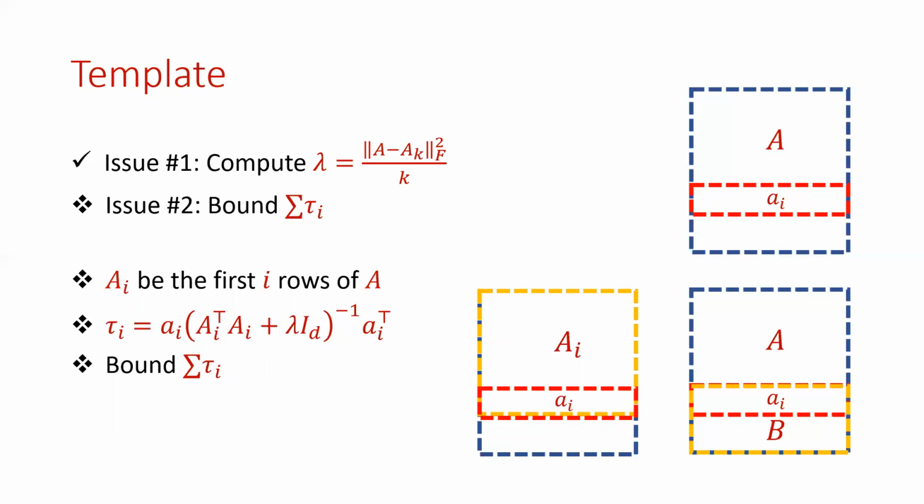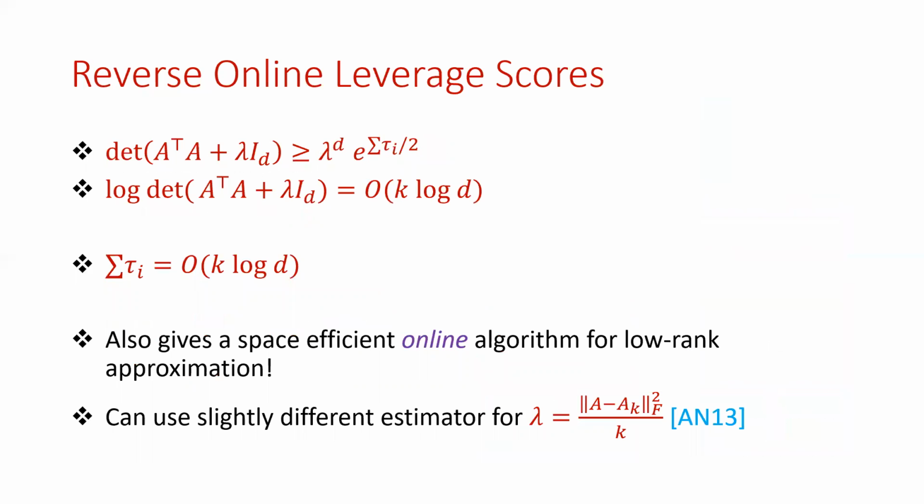So if A_i is the matrix that consists of the first i rows of A, then it suffices just to bound the online ridge leverage scores of A. This can be done using a determinant process that compares the determinant of A transpose A plus a regularization term and relating this determinant to the sum of the ridge leverage scores.